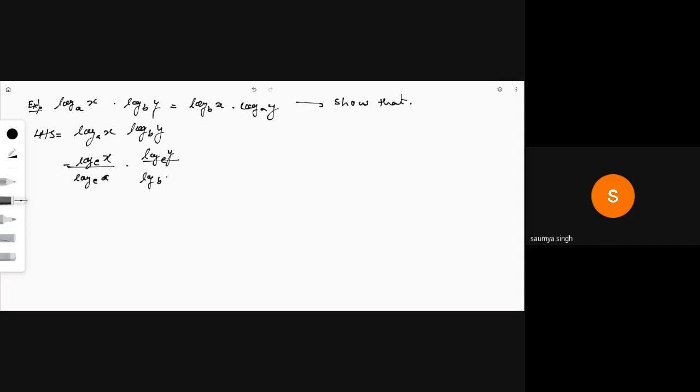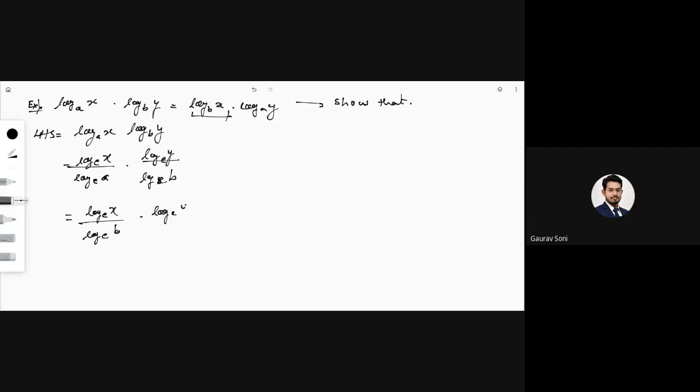So it will be like log x base e upon log a base e multiplied by log y base e upon log b base e, and that will be equal to that only. So what we have to do is adjust the terms. As I need log to the base b of x, take this on this side and the one on the other side. Log to the base e of x upon log to the base e of b into log to the base e of y upon log to the base e of a.